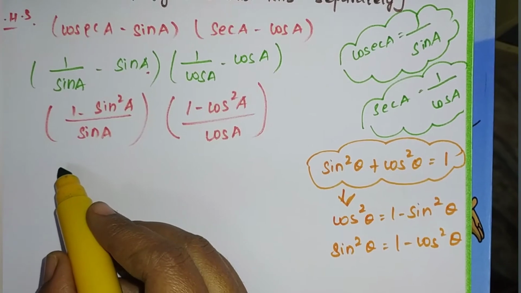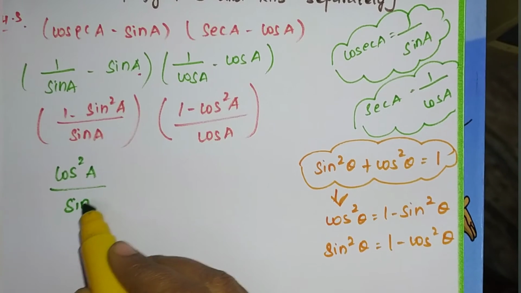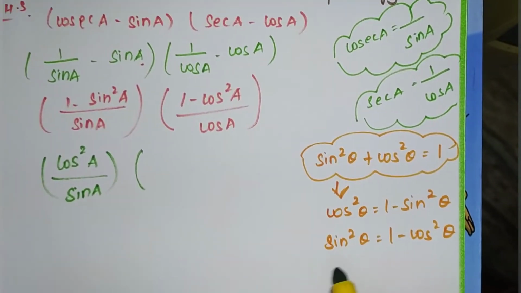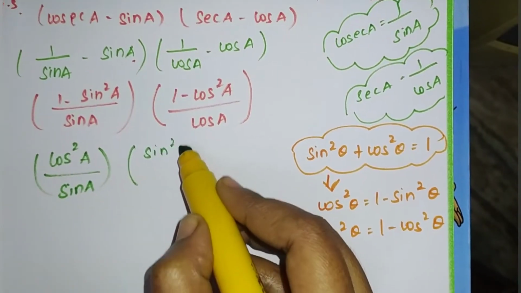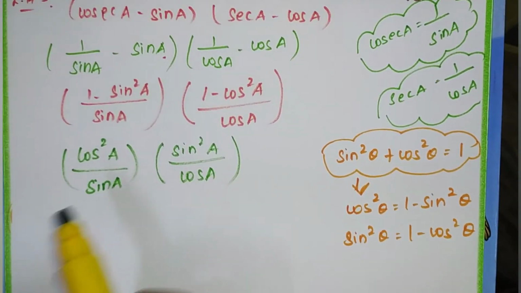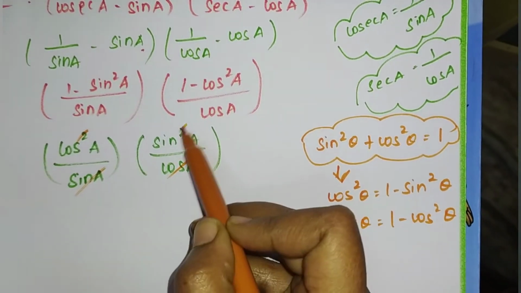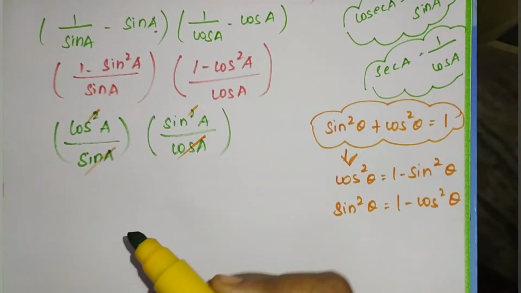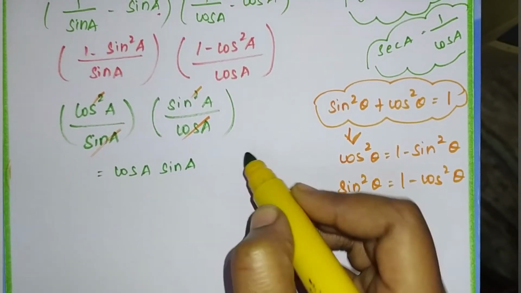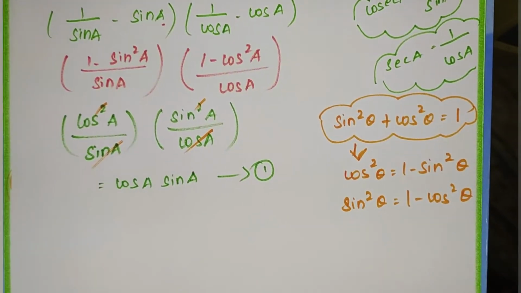Now listen. 1 minus sin square A, instead of that, we can apply cos square A divided by sin A. And instead of 1 minus cos square A, we can apply sin square A divided by cos A. It is in multiplication only, no? We can cancel 1 cos, and here 1 sin, here 1 sin. So what will be the remaining? Cos A sin A. Mark this as equation 1.